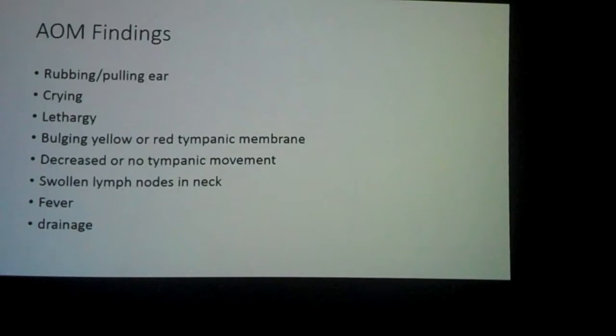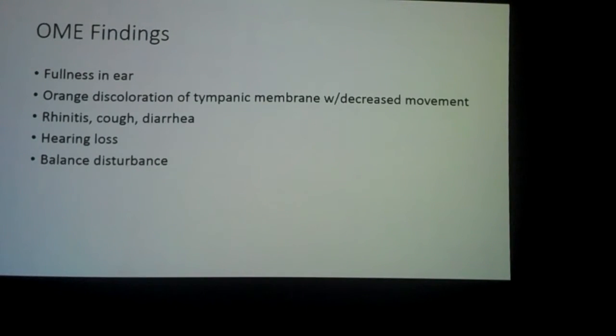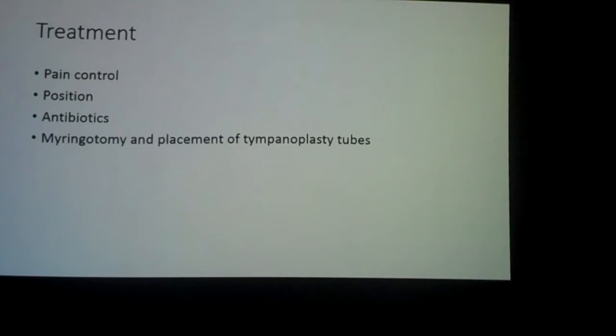Signs and symptoms of the acute otitis media, or the infection, would be rubbing and pulling, crying, lethargic, bulging yellow or red tympanic membrane, and then your signs of infection: swollen lymph nodes, fever, drainage. Your effusion signs and symptoms, so the fluid in the ear: fullness in the ear, balance disturbances, hearing loss, and the color is going to be orange upon assessment.